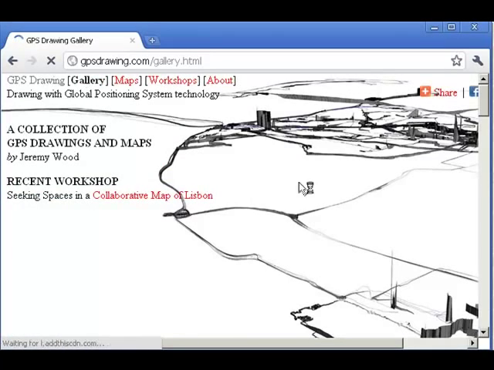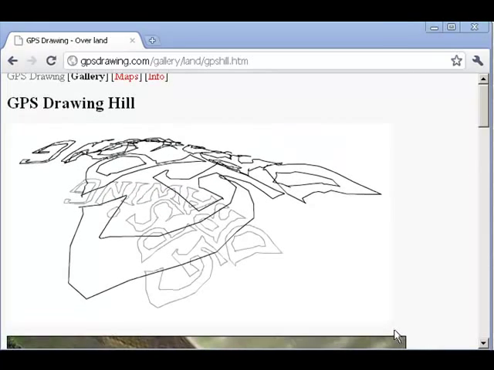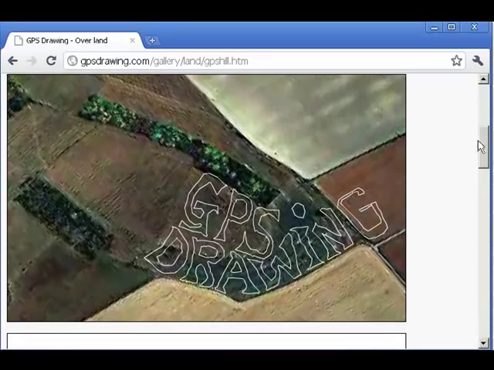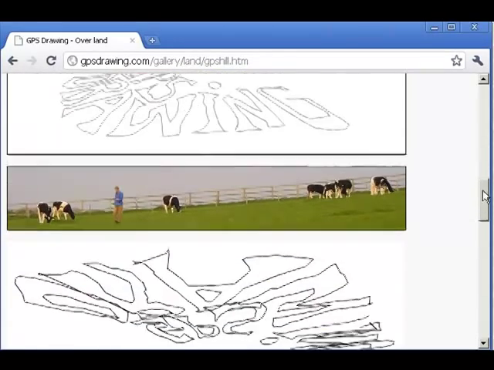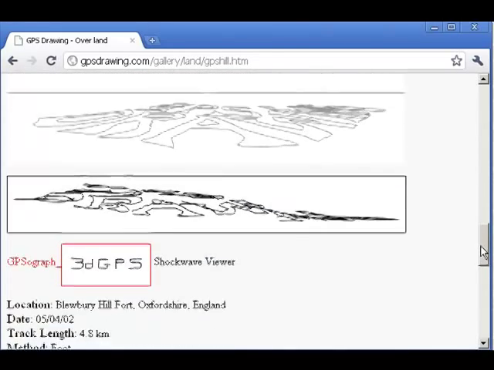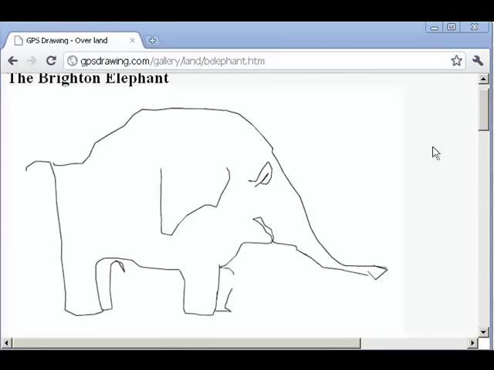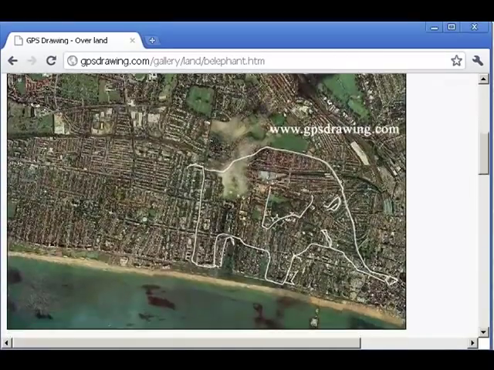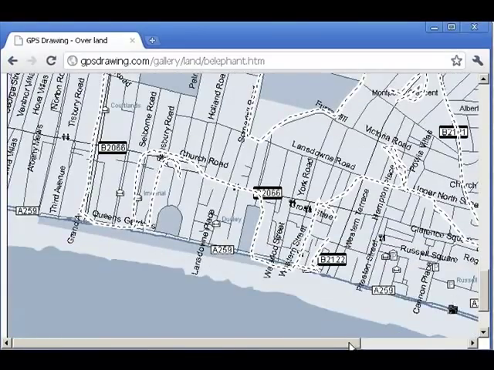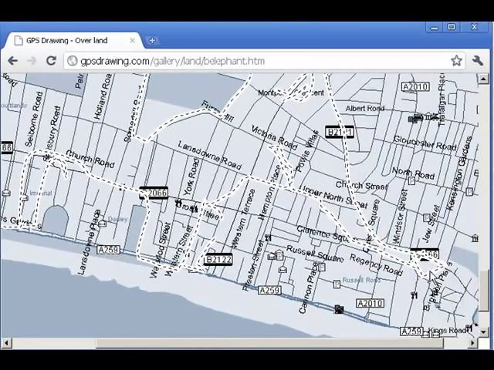Let's take a look at the gallery here. This person made a 3D drawing, sort of an oblique view. Here it is in 2D, in a field. 3D. You can see that the person was actually in a field being grazed by cattle. Someone else drew an elephant in Brighton in the UK. Here's what the elephant looks like with a satellite image base. And here it is again with a street map. Here's the trunk. So get creative with these.